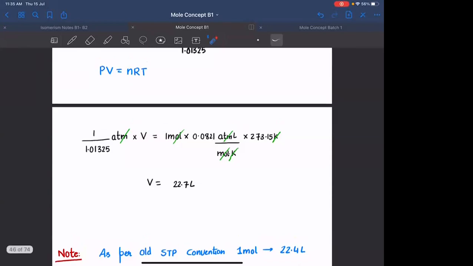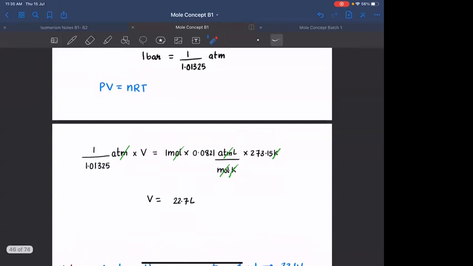मैं इसलिए ये बोल रहा हूँ, if you see any of the questions in Narendra Avasthi or any material which I provide, STP condition पे वो लोग हमेशा 22.4 liters लेते हैं. That is based on old convention. But आपको कितना लेना चाहिए? 22.7 लेना चाहिए. So ending तक आप लोग 2 साल के बाद you remember 22.4 only. Okay. We don't remember 22.7.